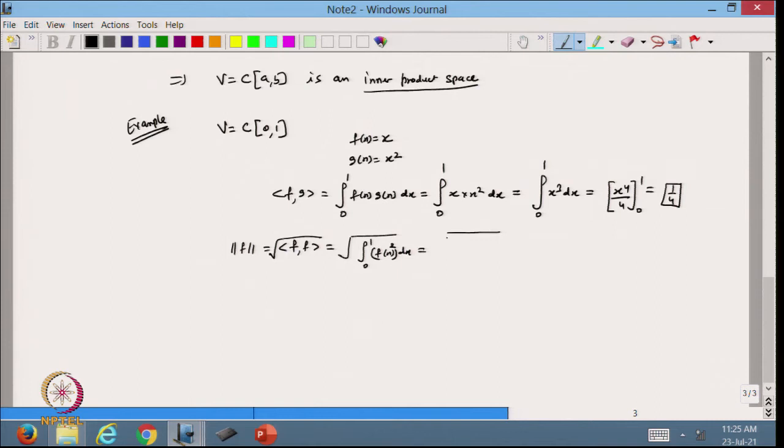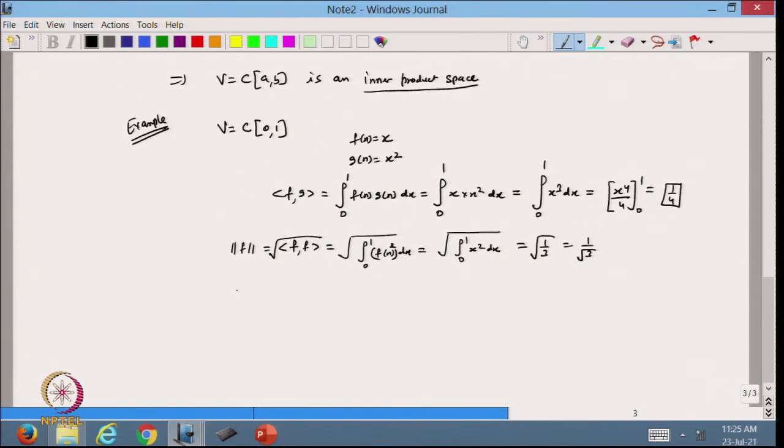So, this one, from 0 to 1, f is my x. So, it will be x square dx. So, x square dx will be x cube by 3. So, it will be 1 by 3 under the root. So, 1 over under root 3. So, this is the norm of this vector.